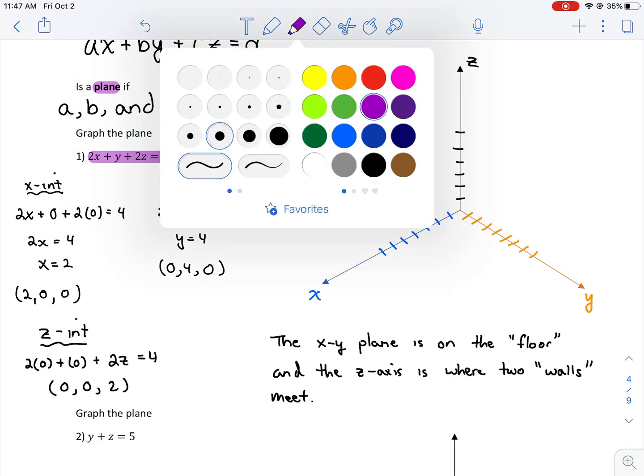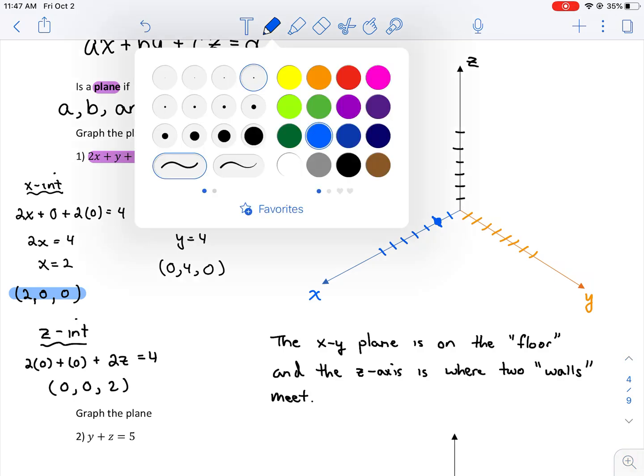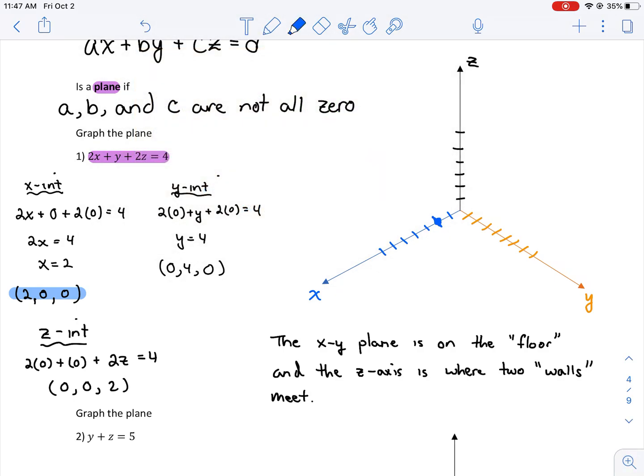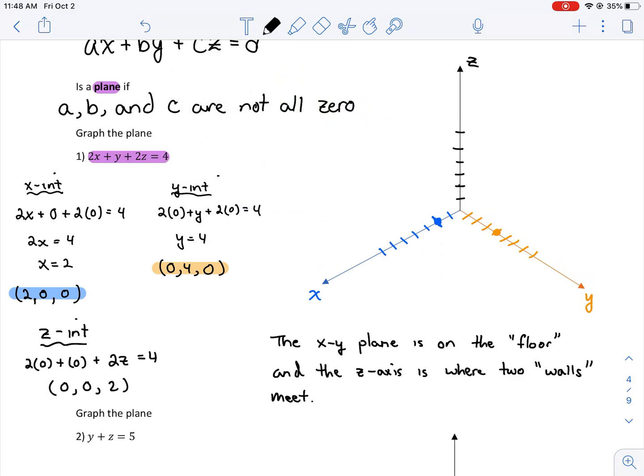The x-intercept is 2, 0, 0. So I'm going to place a point along the x-axis at 2, 0, 0. The y-intercept is 0, 4, 0. So I'm going to place a point at 0, 4, 0, and then along the z-axis at 0, 0, 2.